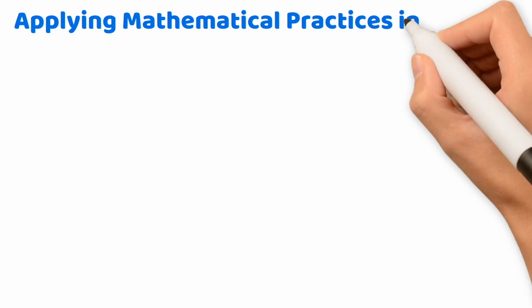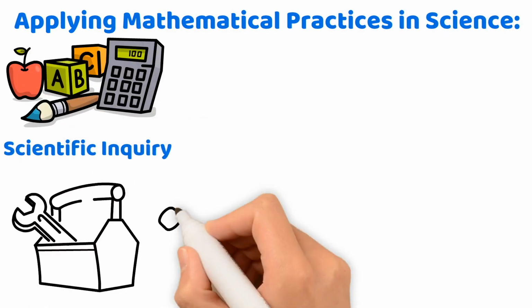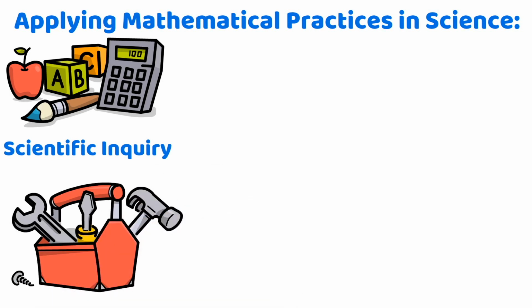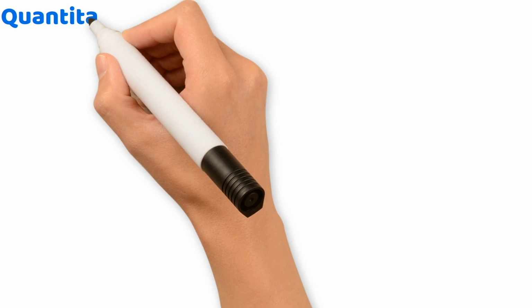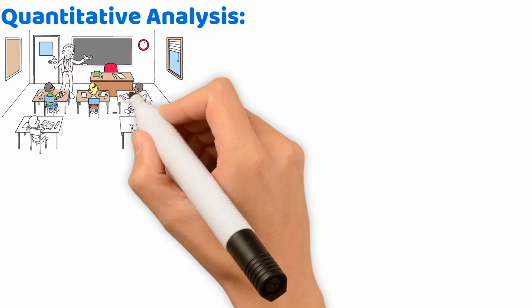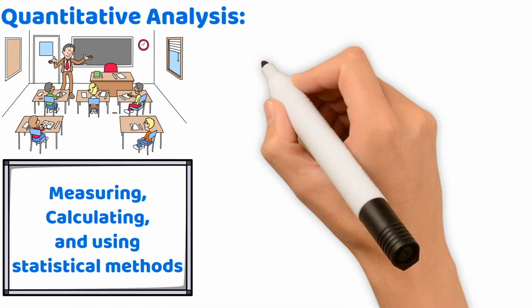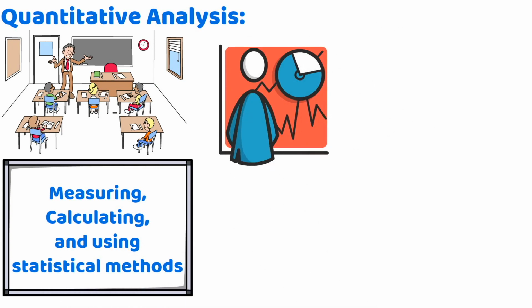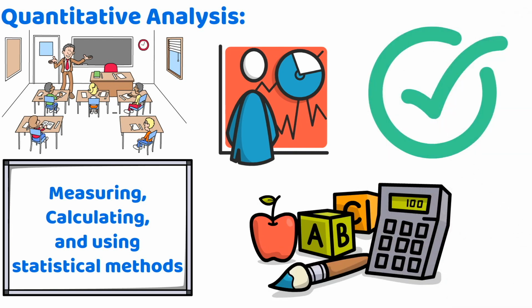Applying mathematical practices in science. Mathematics is the backbone of scientific inquiry, providing the tools to quantify and solve problems. Here's how to integrate math into your science teaching. Quantitative analysis. Engage students in activities that require measuring, calculating, and using statistical methods. Whether it's analyzing environmental data or calculating chemical reactions, these skills are essential.